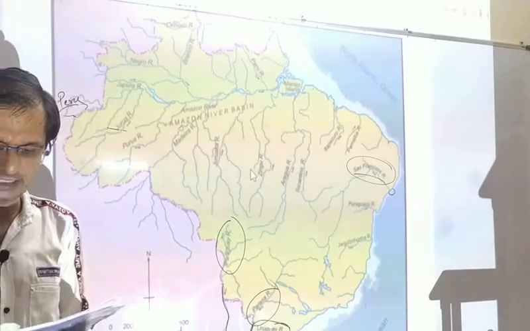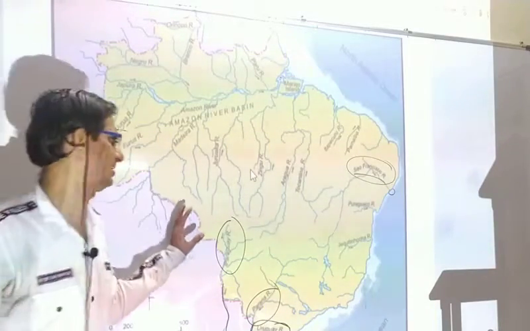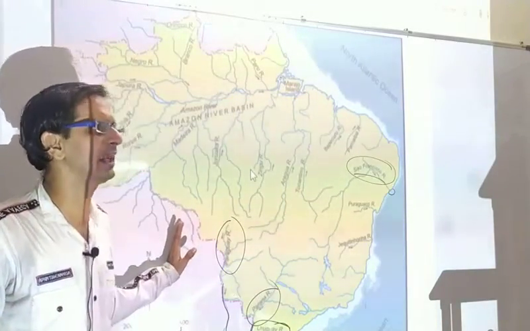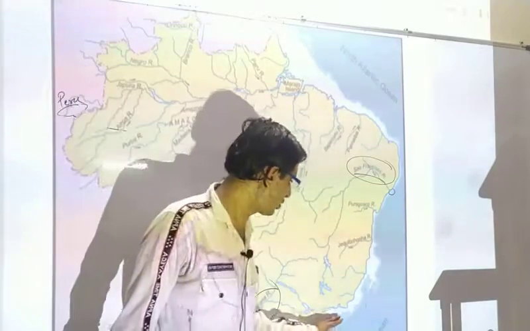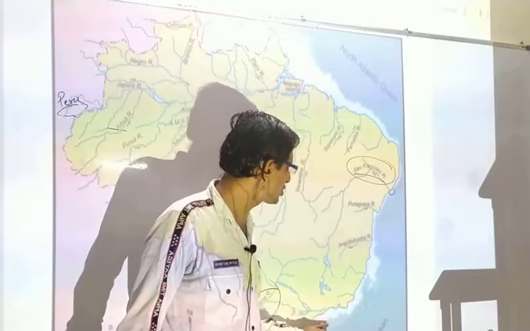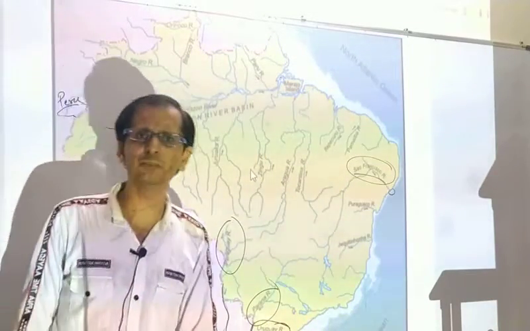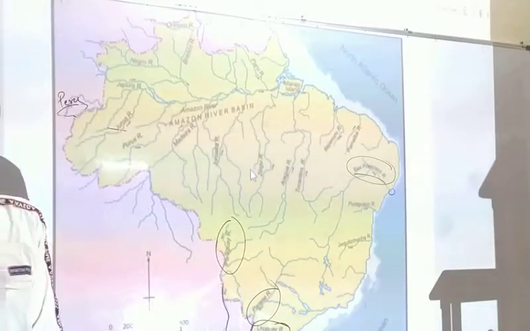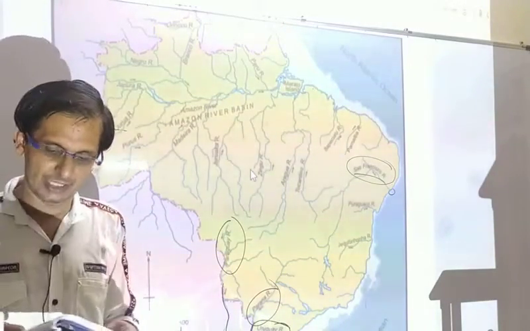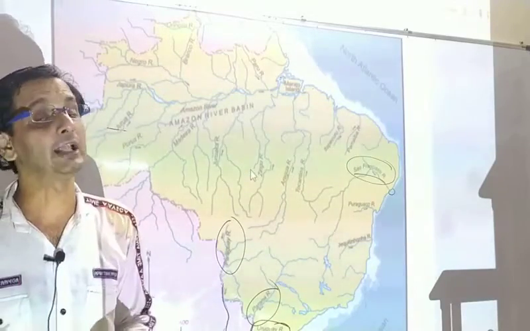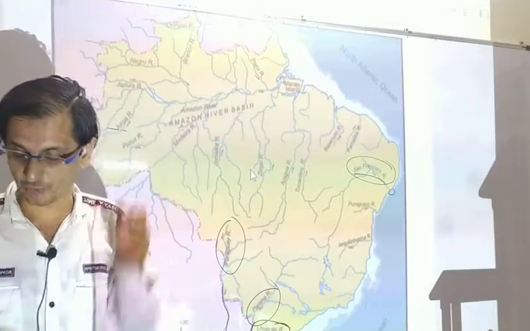Now, the coastal area being densely populated, these rivers attain significance. Most of the inhabitants of Brazil live in the coastal strip, around the coastal area of Brazil. So obviously these rivers are very important, because potable water you get from rivers only. These rivers also attain significance for crop cultivation.